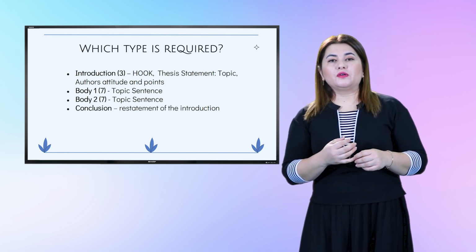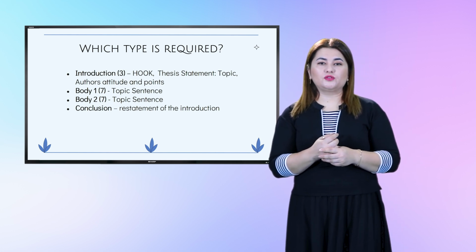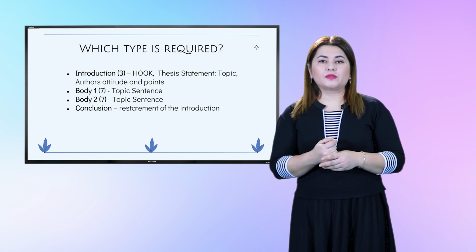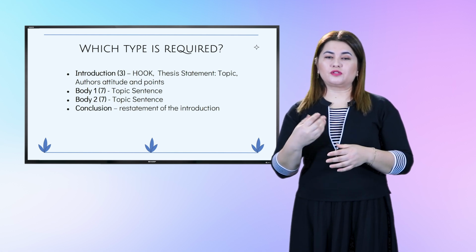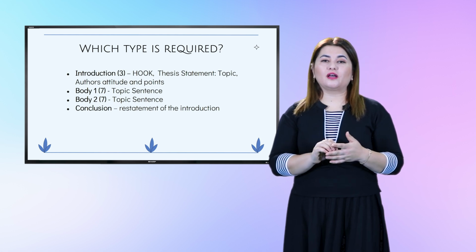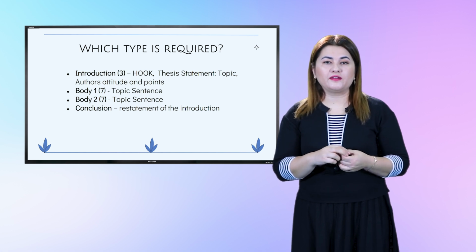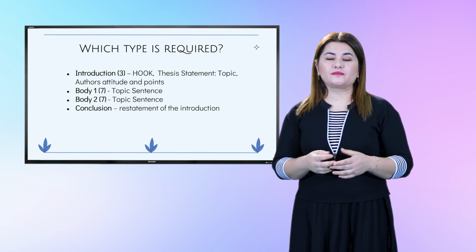There is a secret of writing task 2. You have to state what you want to say, you have to say it, and then at the end you have to say what you have said. This is, I can say, a very golden rule of writing.